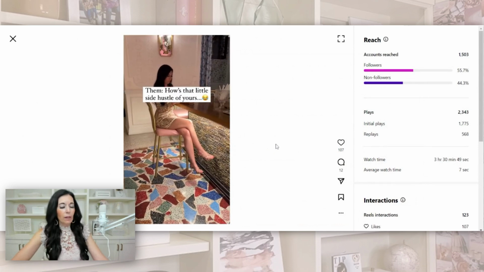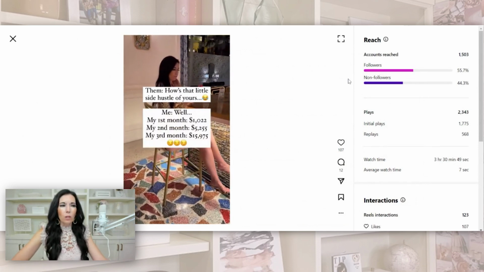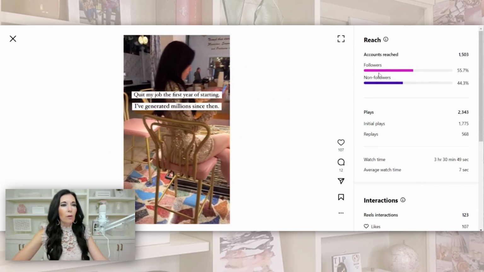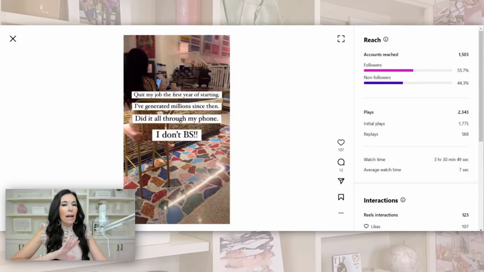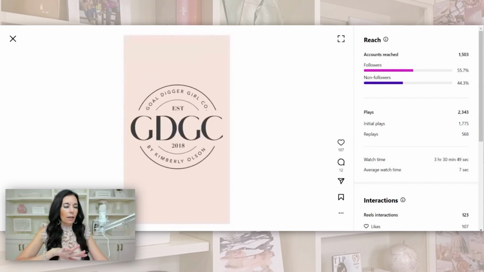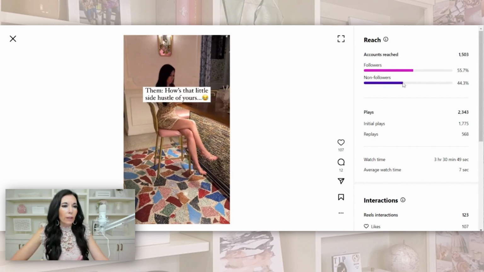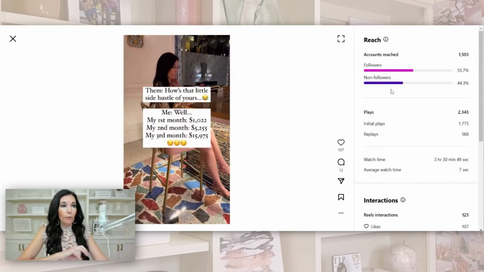The 3 metrics I want you to look at, first off, are non-followers. Interestingly enough, the Gold Digger Girl Instagram account is our oldest one, and we have the lowest amount of non-followers. It tends to show our stuff to our current followers. The other 2 are much, much higher. One of them is like 97% non-followers, my faceless account. So it's really going to depend on many different things, but the specific reel itself, you want to see.